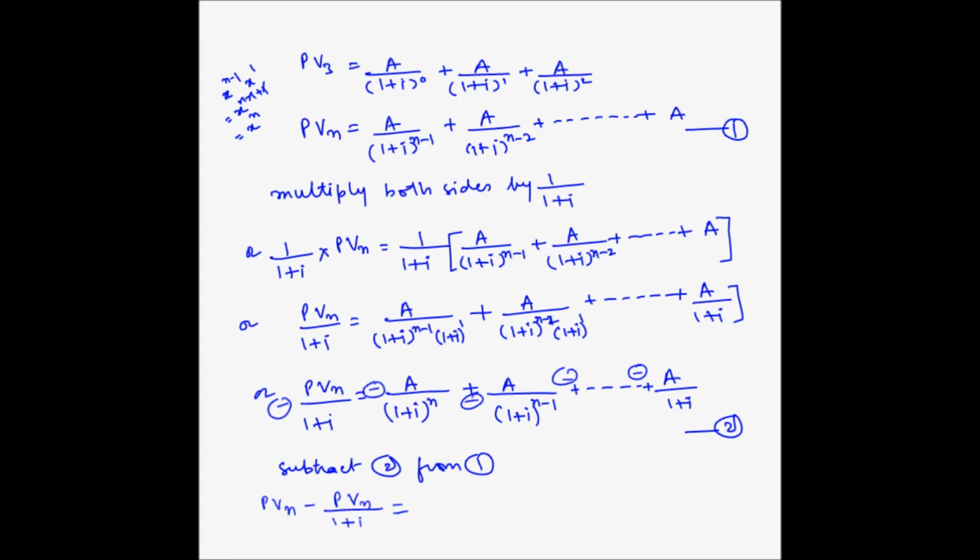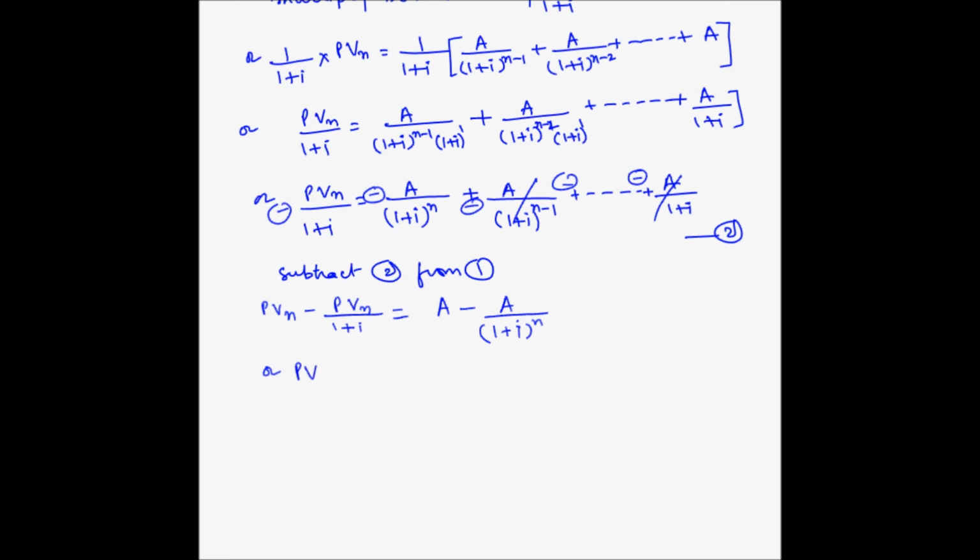A divided by 1 plus I to the power n, which is not there in equation 1. Then in equation 2 we have A divided by 1 plus I to the power n minus 1, which is there in equation 1. So this and this gets cancelled. Similarly, the remaining terms in equation number 2 will get cancelled with the terms in equation number 1, and we'll be left with this A in equation number 1. So we have A minus A divided by 1 plus I to the power n.